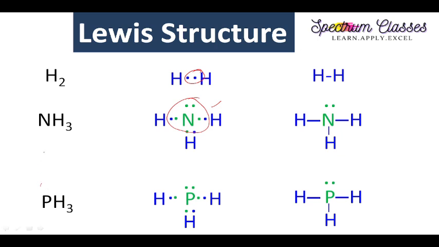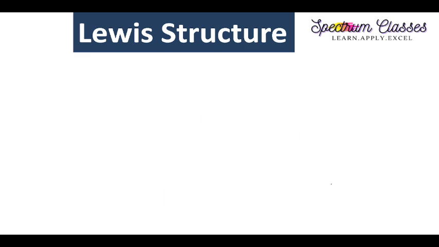PH3, P is from the same group of nitrogen. So it is again having 5 electrons in its outermost shell. 3 of which are going to combine with each of the hydrogen, and 2 remain as lone pairs. So here you can see. Now you can also count your electrons. Each hydrogen has completed its doublet and this phosphorus completes its octet. So here is the complete octet.